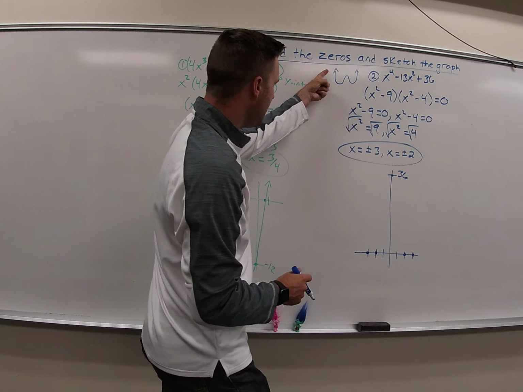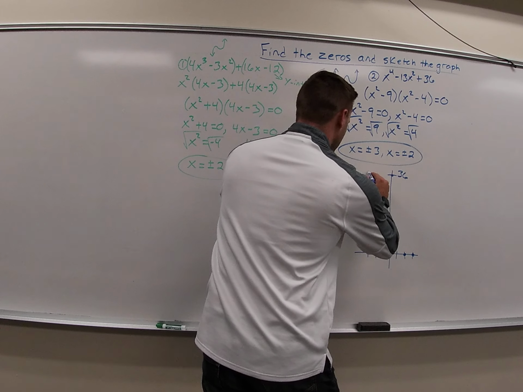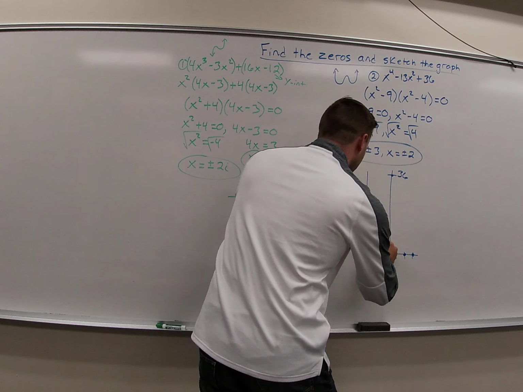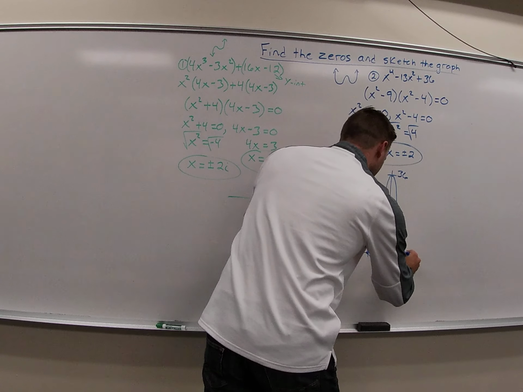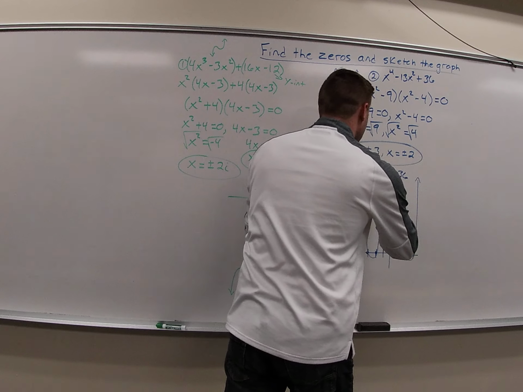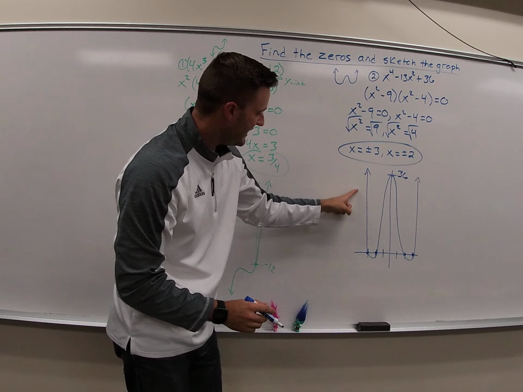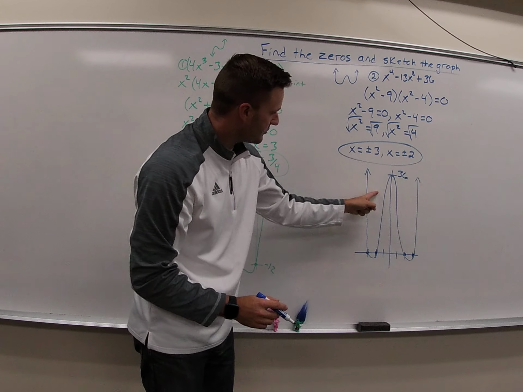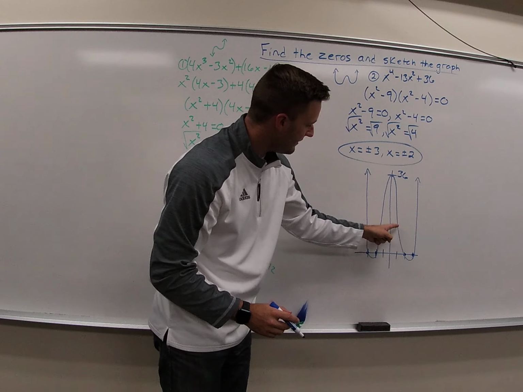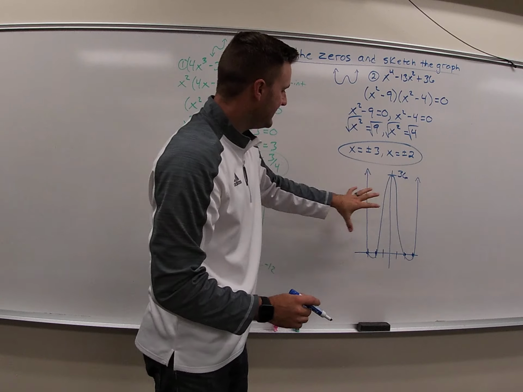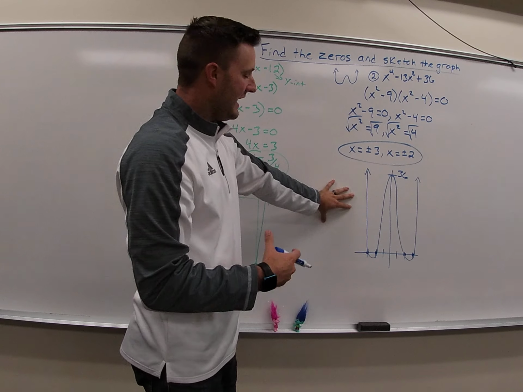Well, I have to start at the top left. So I'm going to start at the top left and kind of come down. And notice how we still maintain this W shape that goes through the x-intercepts, through the y-intercept, and still maintains the shape of x to the 4th.